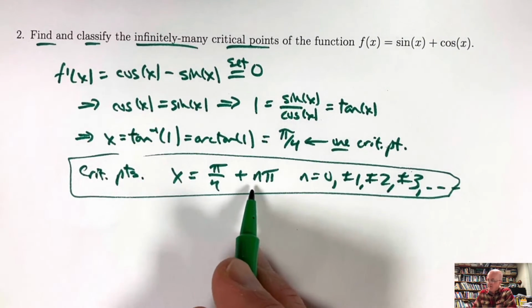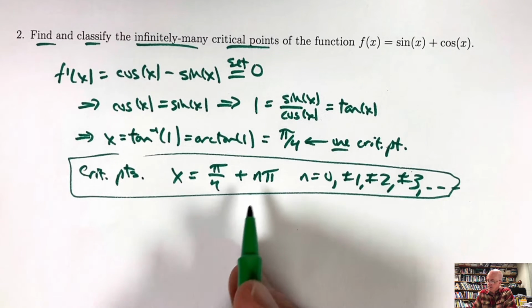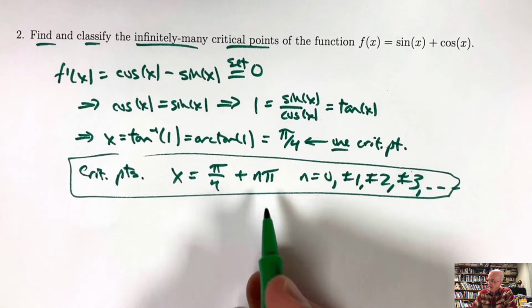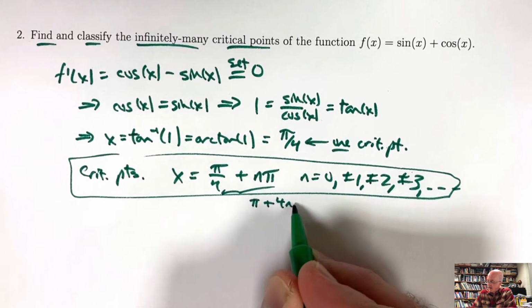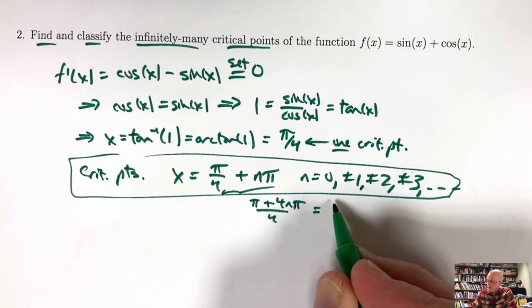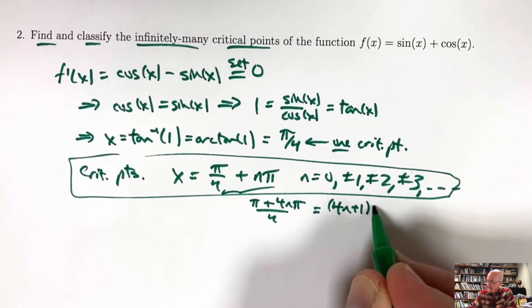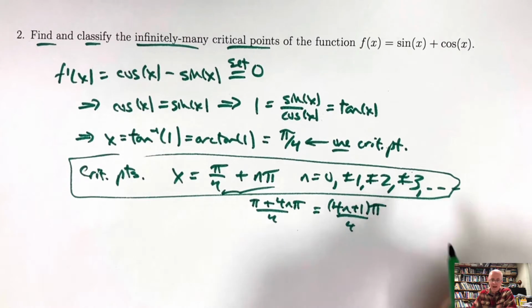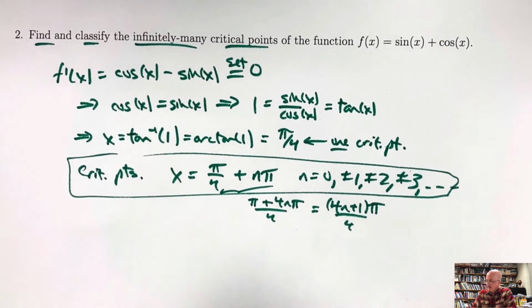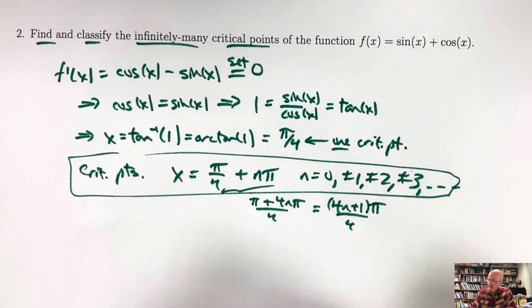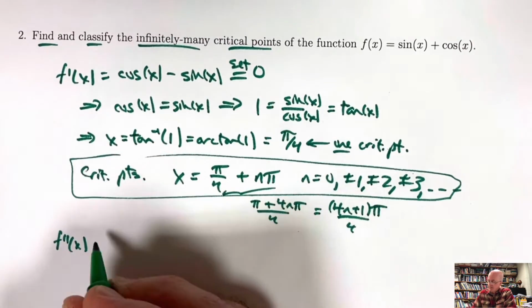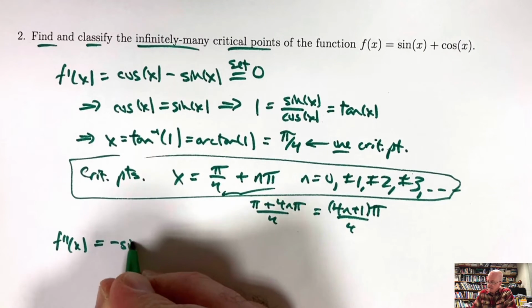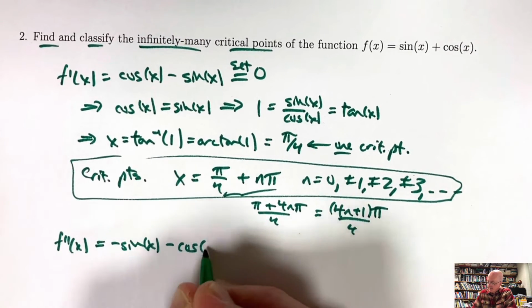When n is 1, it simplifies to 5 pi over 4. When n is 2, it simplifies to 9 pi over 4. You also could write this, getting a common denominator, as pi plus 4n pi over 4, or if you prefer, 4n plus 1 times pi over 4 would be another way to write those critical points. How do you classify them then? You could think about the first derivative test. Let's think about the second derivative test. The second derivative of this is going to be negative sine x minus cosine of x.